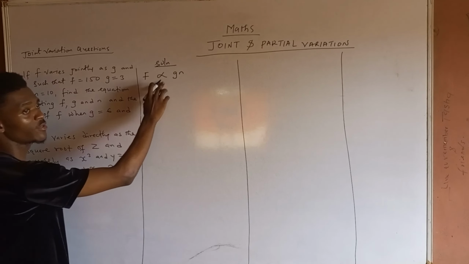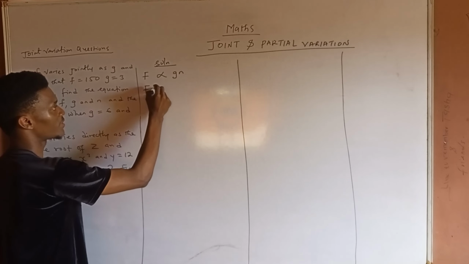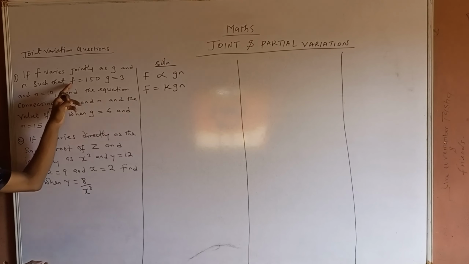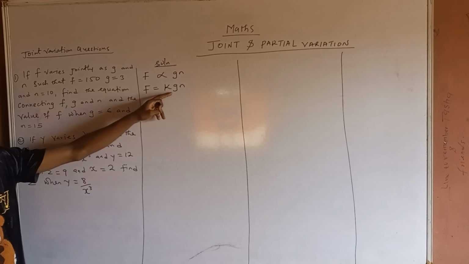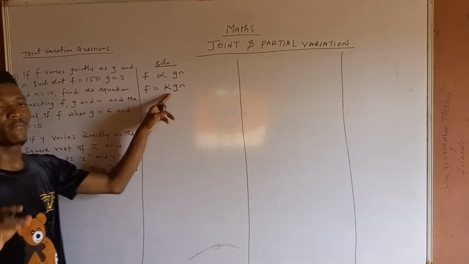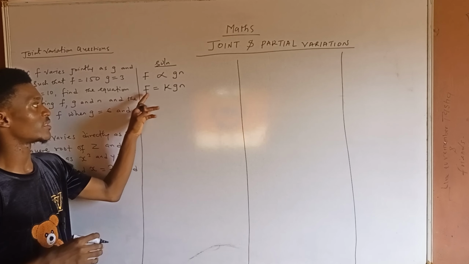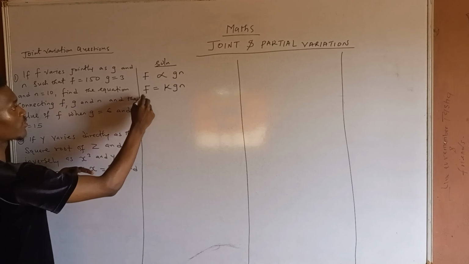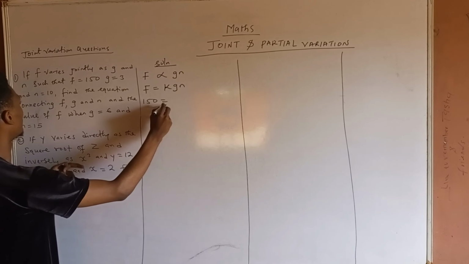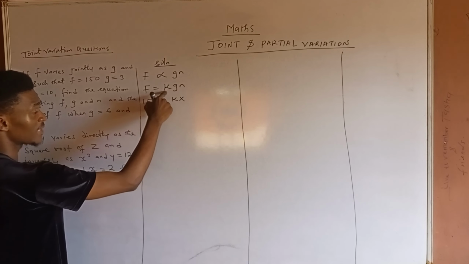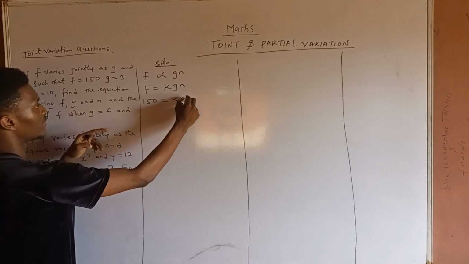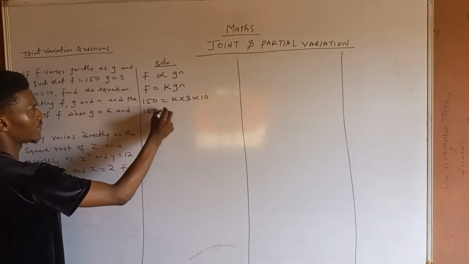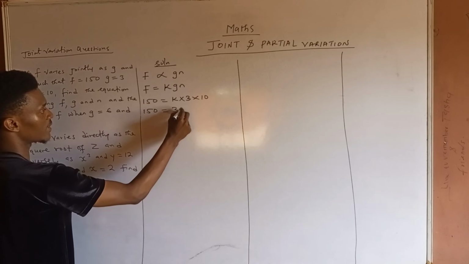So now remember that when you introduce a constant from this point, it becomes f is equal to k g n. All right, so we are given the value of f, g, and n in order to get the value of the constant, so as to get the formula that will show the relationship amongst the three quantities. So in this case, we have our f to be 150, so in place of f, it will be 150 equal to k unknown, that's the constant, then g is given to be 3, and n is given to be 10. All right, so that becomes 150 equal to 3 times 10, which is 30. So it's 30k in this case.